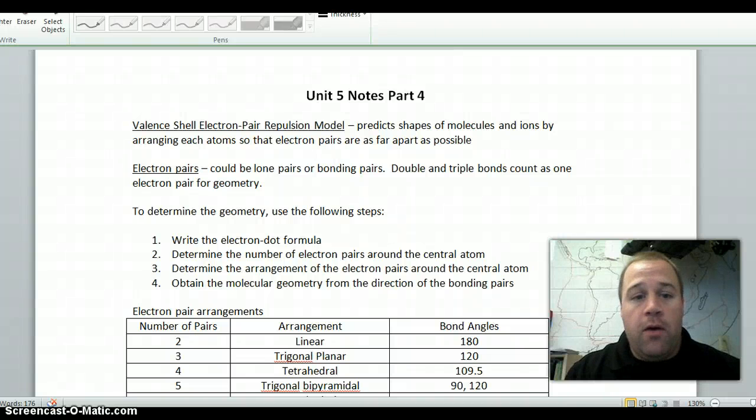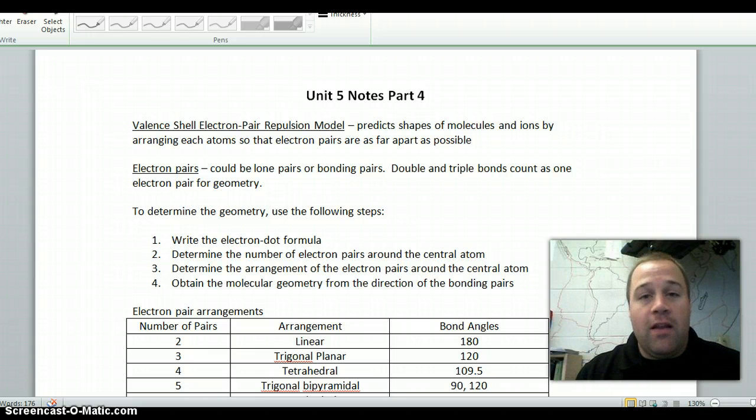For Unit 5 Notes Part 4, we're going to talk about the VSEPR model, or the valence shell electron pair repulsion model. Basically, we're going to continue to draw out the molecules the exact same way that you've been doing. But now we're going to put the geometric shape with that and give that shape a name.